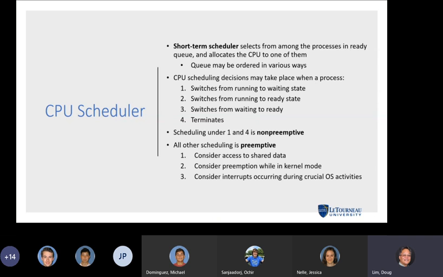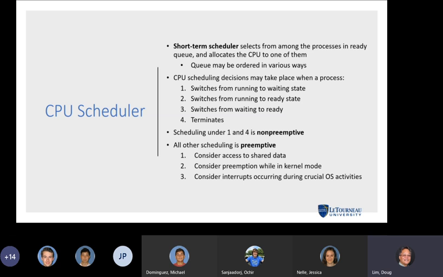The CPU scheduler: we have a short-term scheduler which selects from among the processes in the ready queue and allocates the CPU to one of them. The queue can be ordered in many different ways, and the decision on which process gets switched from the ready to the running state, or from the running to the wait state, are all critical.